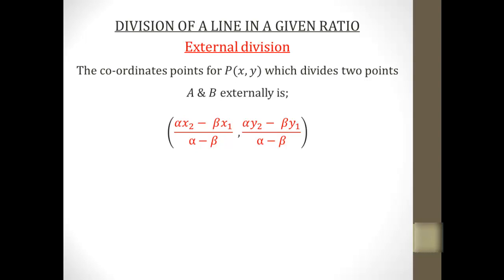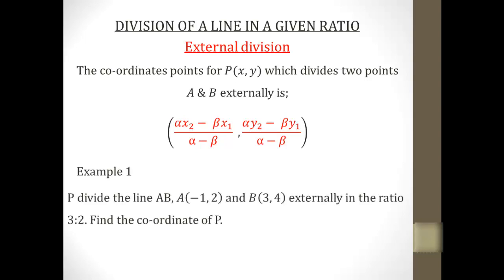So you don't have to worry yourself too much. If you can recall the formula for internal, you can only make a change in sign and it becomes external division. So we have alpha x2 minus beta x1 over alpha minus beta, then alpha y2 minus beta y1 over alpha minus beta. Always the beta must be the smaller ratio.